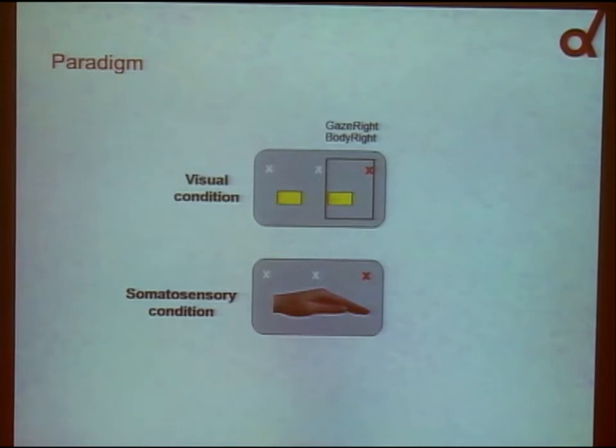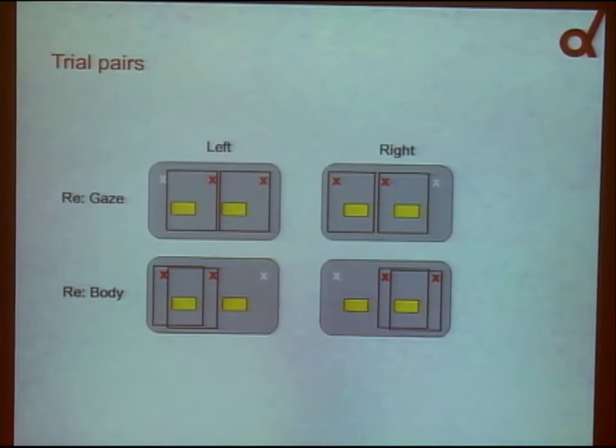We thought about this in the following way. Well, suppose we take 2 trial pairs. How can we now analyze them? Suppose we take these 2 trials. In a gaze-centered reference frame, these are 2 identical trials. In this case, gaze is on the center and the block is on the left. In this case, gaze is on the right and the block is on the right. But relative to gaze, it's the same trial type. So in this pair, these trials are the same. And the same holds for this one. In this case, the block is on the right relative to gaze.